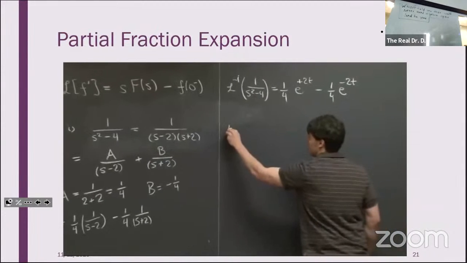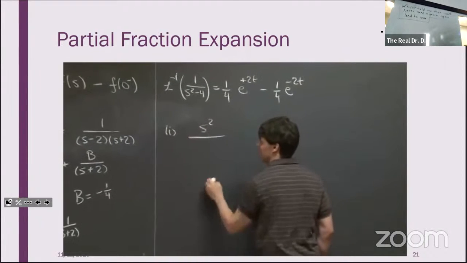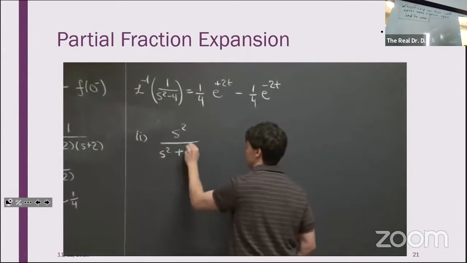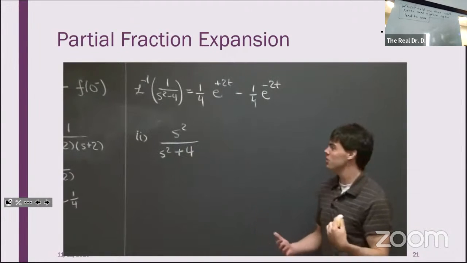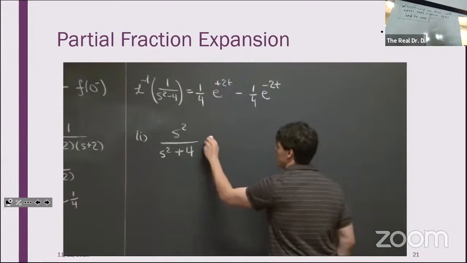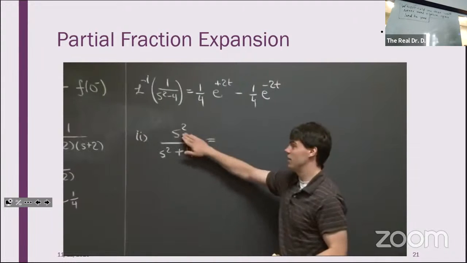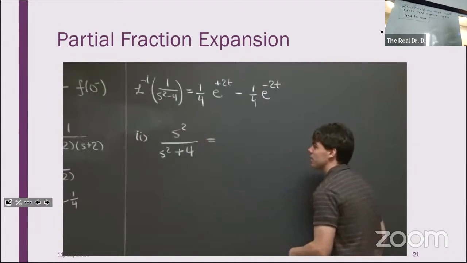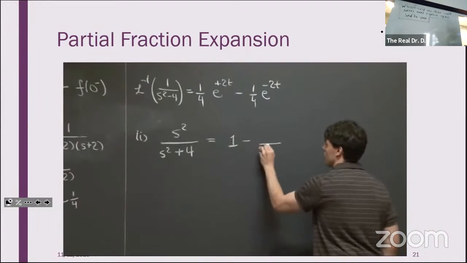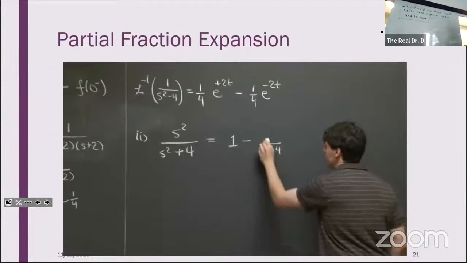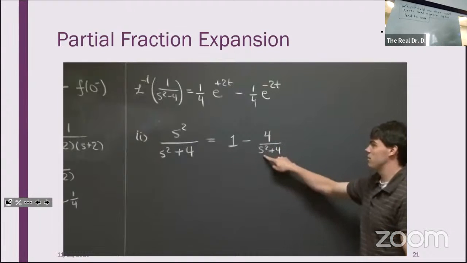For the second function, we have s squared divided by s squared plus 4. So again, this function is not in the correct form to use a Laplace transform lookup table. But what we can do is use long division of polynomials, dividing the numerator by the denominator. When we do that, we end up with 1 minus 4 divided by s squared plus 4.